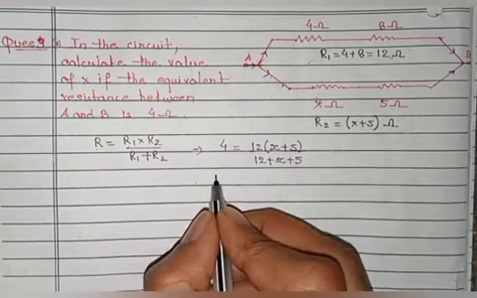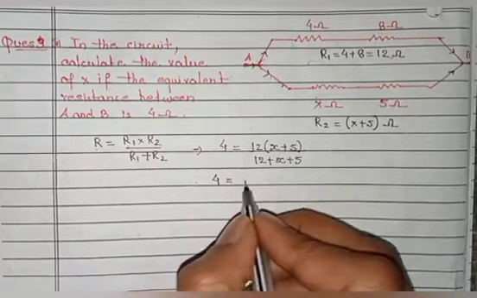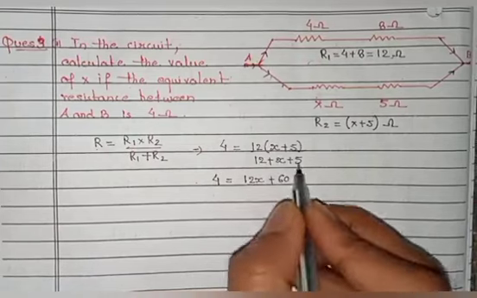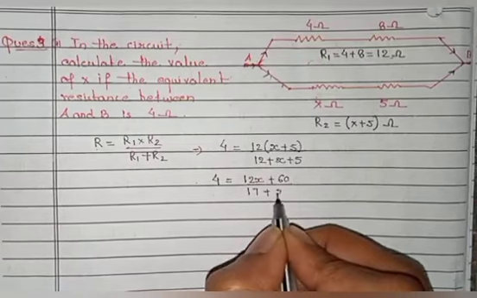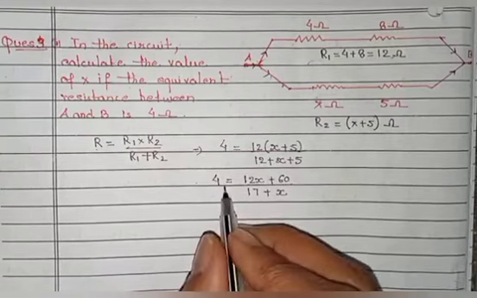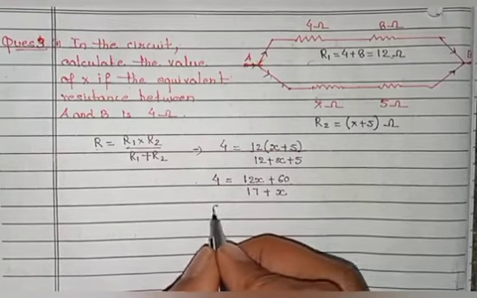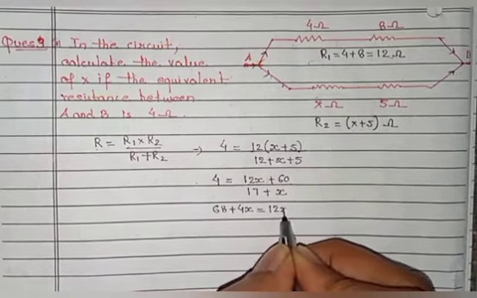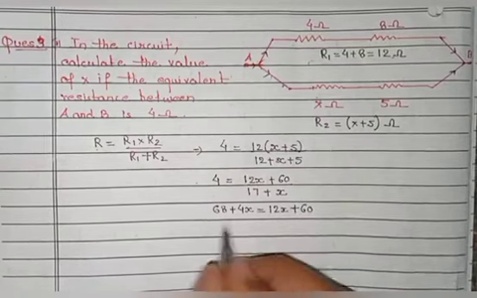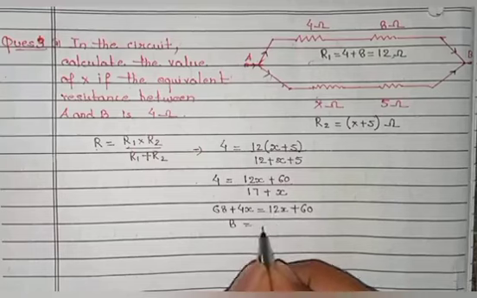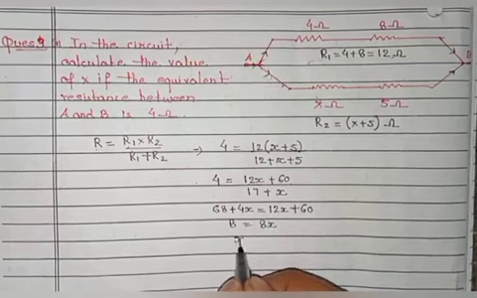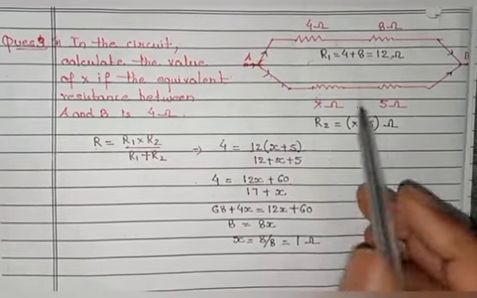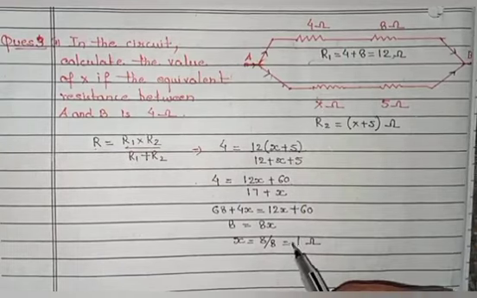So this will give you 4 is equal to 12x plus 60 upon 17 plus x. Now cross multiply. So this will give you 68 plus 4x is equal to 12x plus 60. So subtract, 8 is equal to 8x. So the value for x will be 1. So that means this unknown resistor will have the value of 1 ohm.